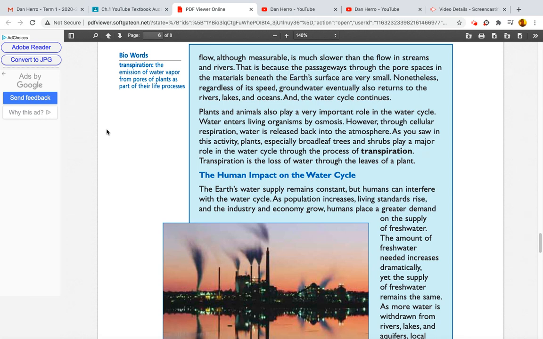Nonetheless, regardless of its speed, groundwater eventually also returns to the rivers, lakes, and oceans, and the water cycle continues. Plants and animals also play a very important role in the water cycle. Water enters living organisms by osmosis. However, through cellular respiration, water is released back into the atmosphere.